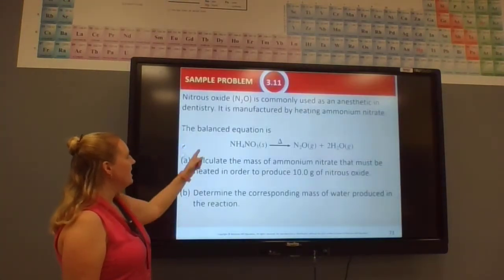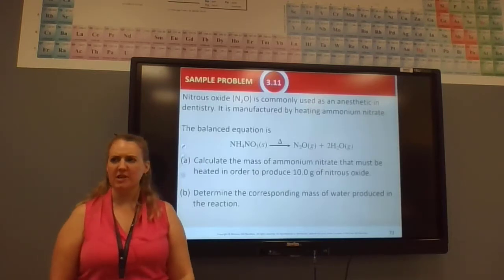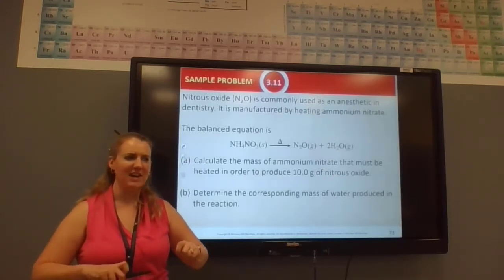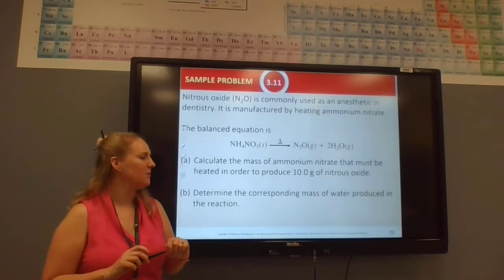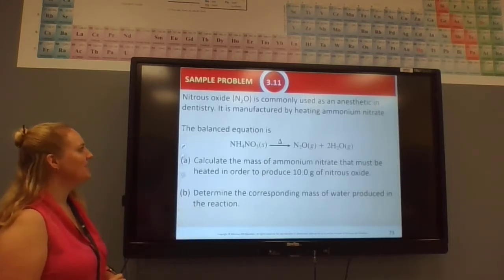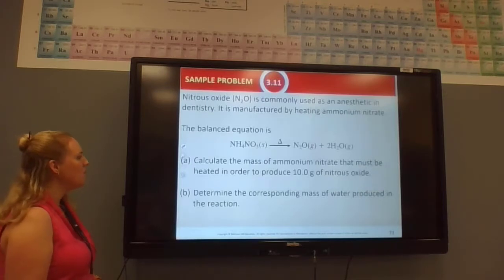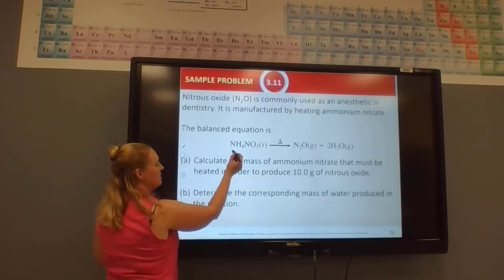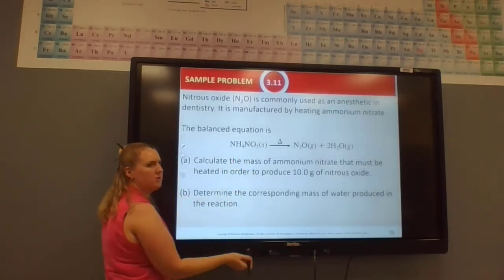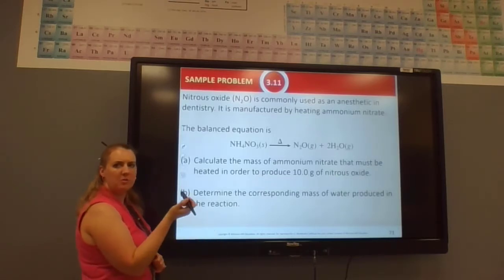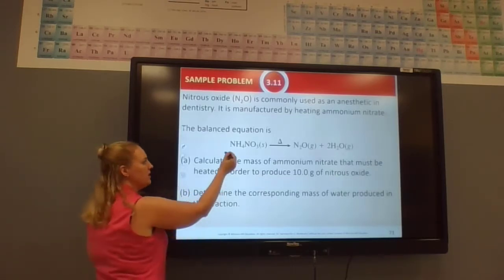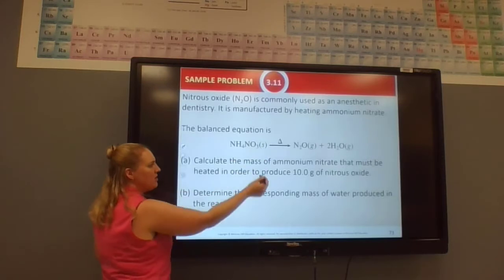All right. Nitrous oxide. What do we use nitrous oxide for? Laughing gas, or car racing. It's typically used as an anesthetic in dentistry. It's manufactured by heating ammonium nitrate. So this right here is ammonium nitrate. Those are both polyatomic ions. Again, hopefully you remember how to go from names to formulas. Ammonium is NH4, nitrate is NO3.